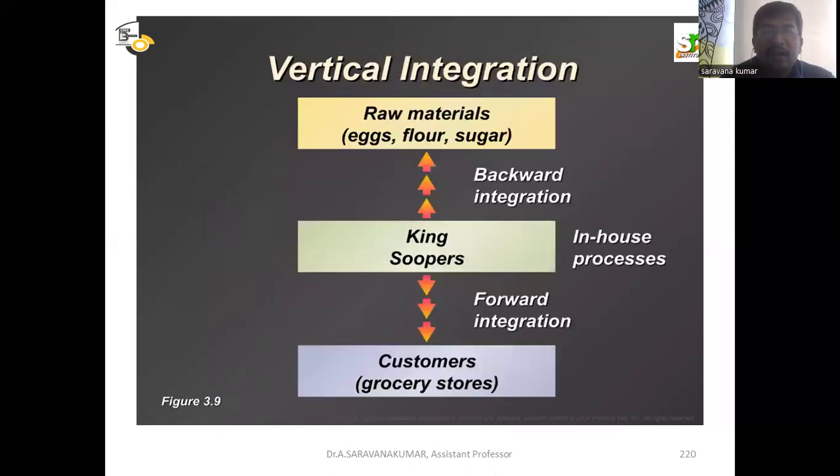So this is vertical integration. There is some process: raw materials, egg, flour, and sugar. Backward integration, it's a king supers. It's nothing but an in-house process within the organization. And forward integration, customers. For example, grocery stores.